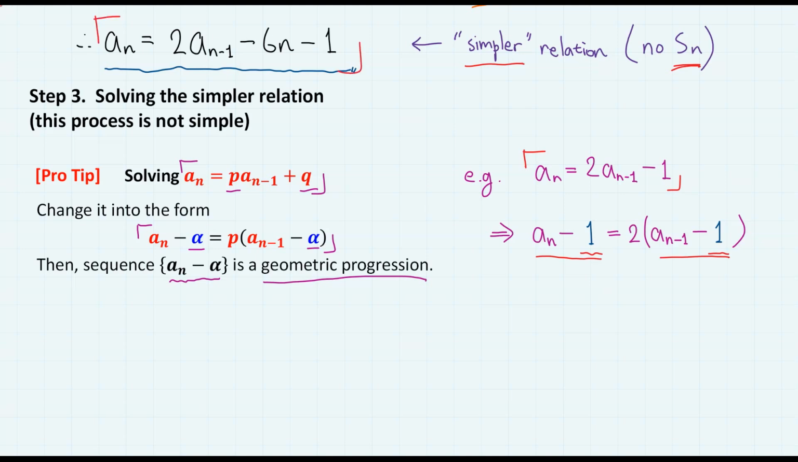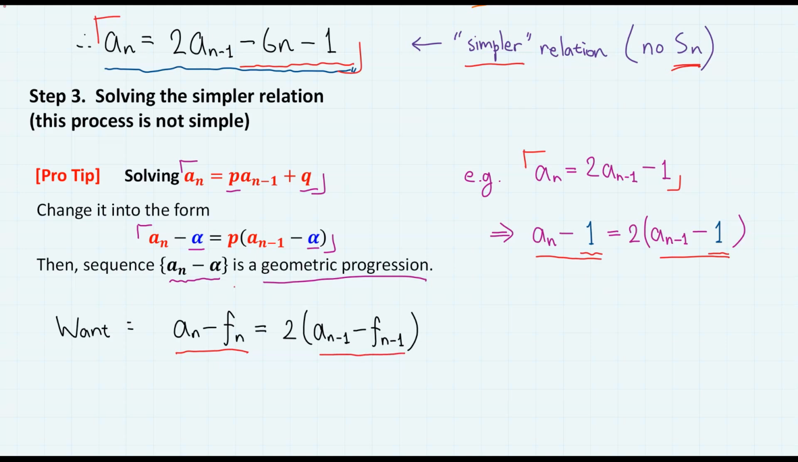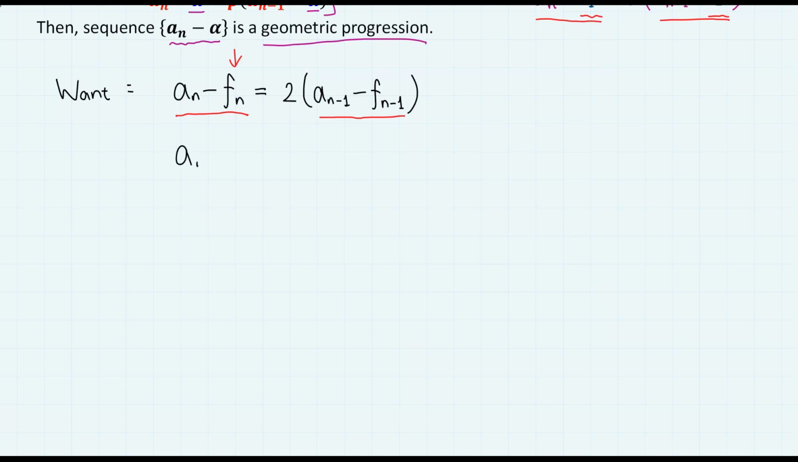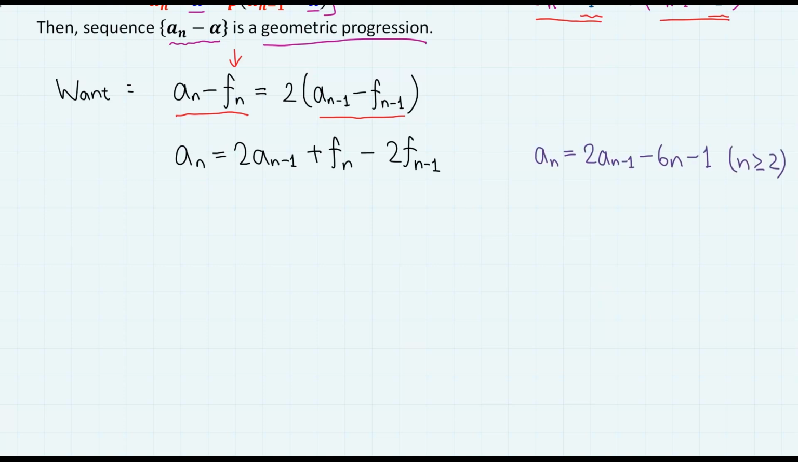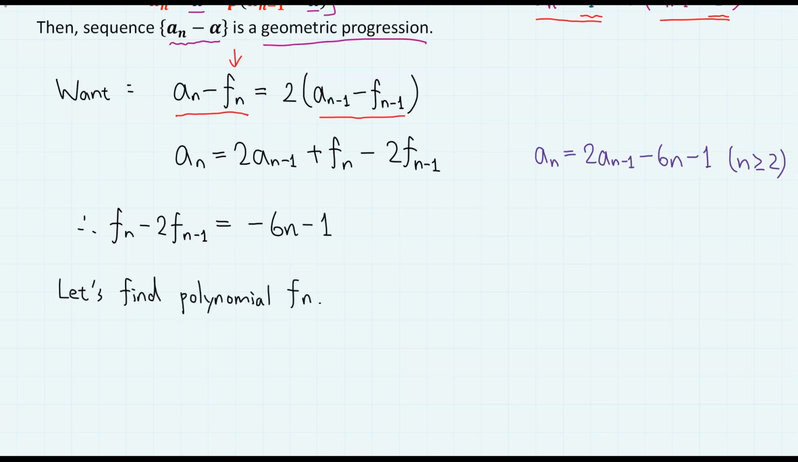In our relation, we have minus 6n minus 1 instead of the constant term. Still, inspired by the previous even simpler example, let us change the recurrence relation into the form a_n minus f_n equals 2 times (a_(n-1) minus f_(n-1)), where f_n is now a function of n. By rearranging this, we obtain a_n equals 2a_(n-1) plus f_n minus 2f_(n-1). And if we compare this to the actual recurrence relation, we know that f_n minus 2f_(n-1) must be equal to minus 6n minus 1. Let us find the polynomial f_n satisfying this relation.